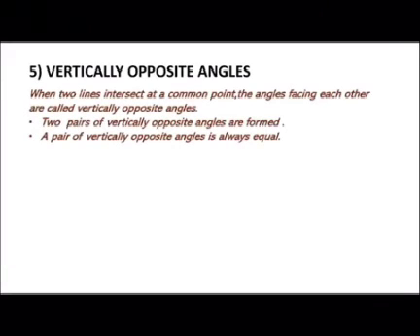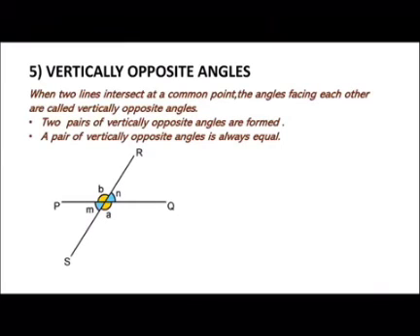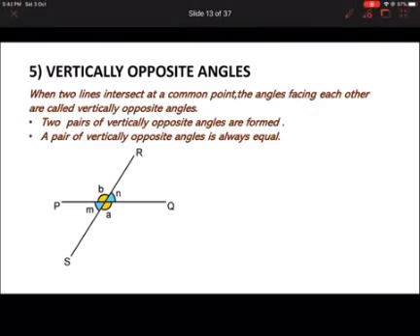Now, vertically opposite angles. When two lines intersect at a common point, the angles facing each other are called vertically opposite angles. So, two pairs of vertically opposite angles are formed and they are always equal. What do we mean by that, children? Now, these two lines PQ and RS are intersecting lines. Okay, when they intersect, they have a common point here, as you all can see.